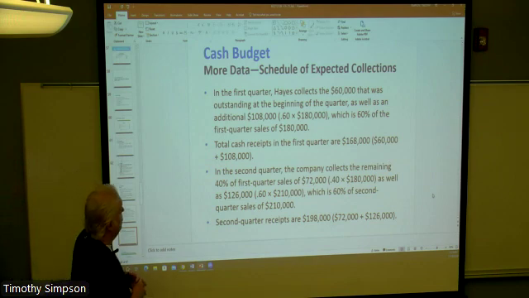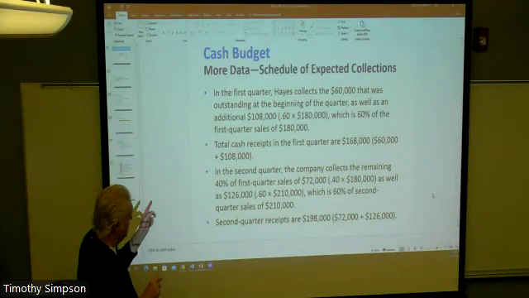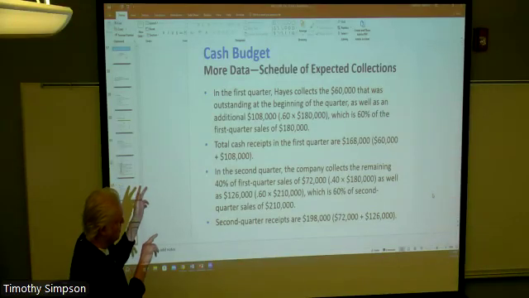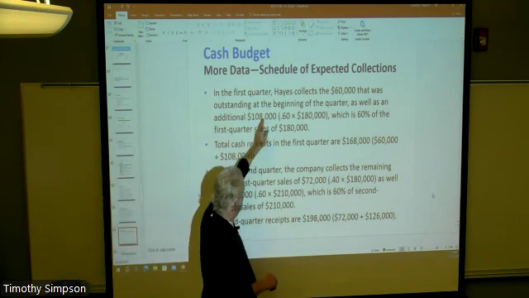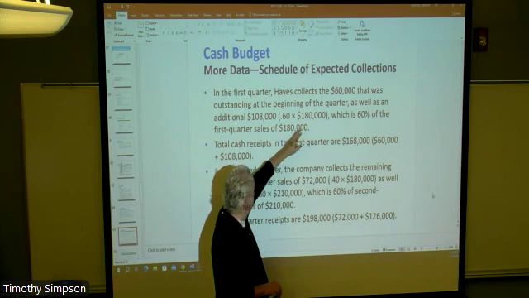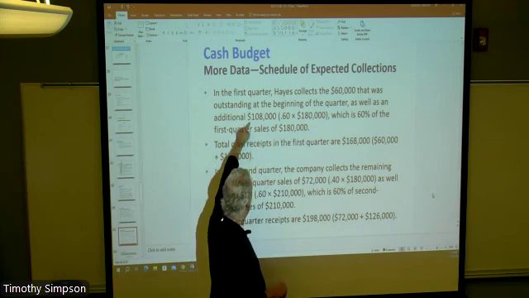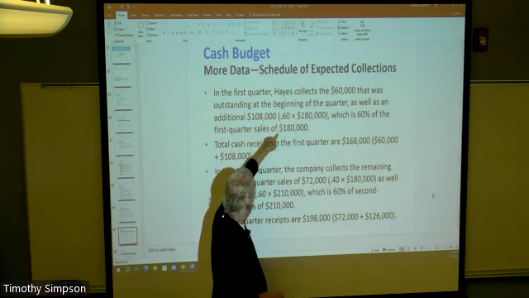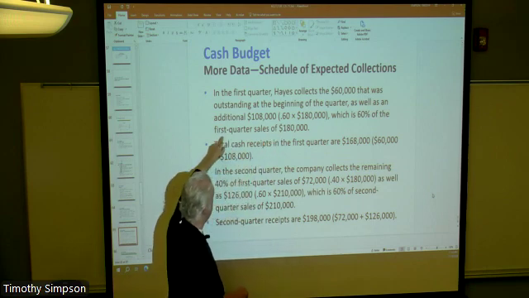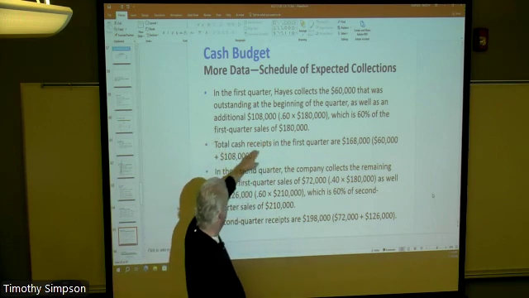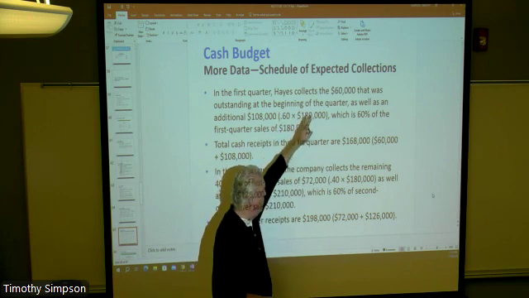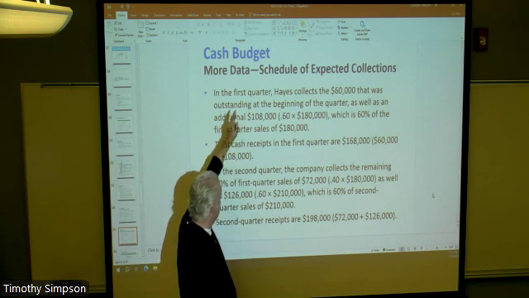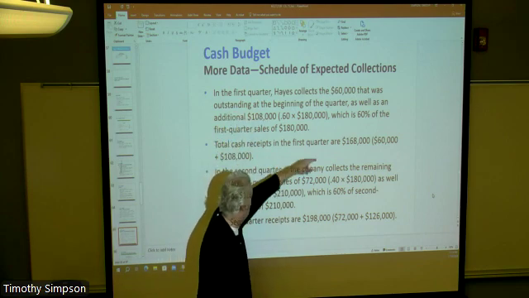Okay. So some other assumptions: in the first quarter, we collected the 60,000 that was outstanding at the beginning of the quarter. That was the ending of the prior period, as well as an additional 108, based upon 180,000 in sales in the first quarter. So 108 plus 60 is 168 altogether, right? Total cash receipts 168. 60 carried over from the fourth quarter. 60% of 180 was 108. 60 plus 108 is 168.